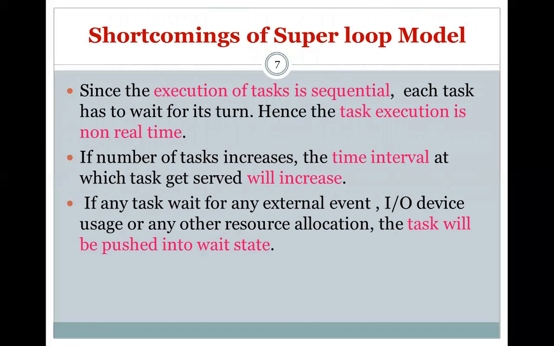The other shortcomings of the Superloop model: execution of tasks is sequential. If you have n number of tasks, task 1 to task n execution is sequential. Each task has its own timing, and the other task has to wait till the previous task is completed. Hence task execution is non-real time. If the number of tasks increases, the time interval at which a task gets served also increases. If any task waits for an external event, IO device usage, or any other resource allocation, the task will be pushed into wait state.